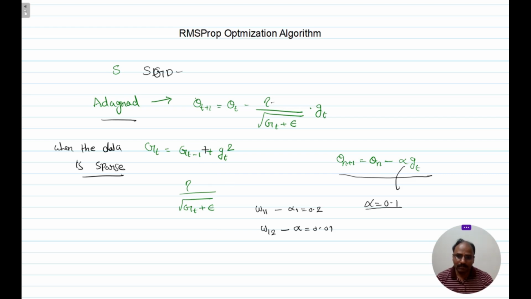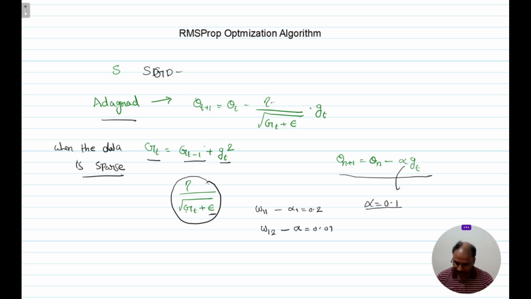This is the formula for this one. Here we have the accumulation of gradients. How do we implement this variable learning rate? In the sense that we are accumulating gradients. This is the old gradient value and this is the current gradient value. After getting G_t, we substitute it over here. This epsilon is to avoid a zero in the denominator. Therefore, the fixed learning rate becomes a variable learning rate for different weights and biases.